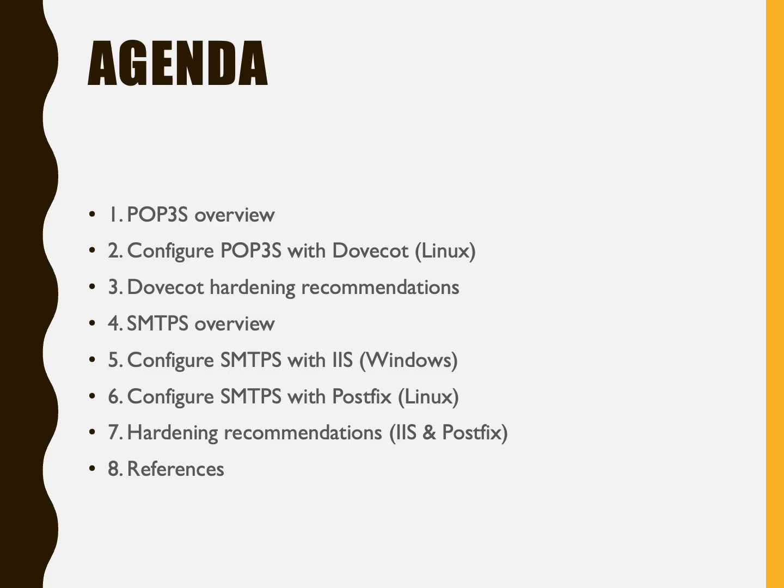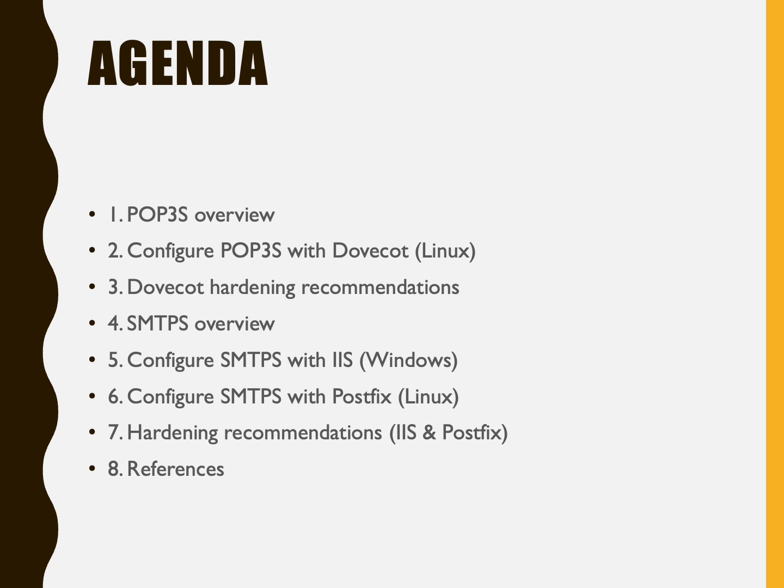So we're going to start with the agenda for today's video. We are first going to start with an overview of POP3S, which is a secure version of Post Office Protocol. Then we're going to go through how to configure it with Dovecot on Linux, followed by some specific hardening recommendations that will strengthen its security.